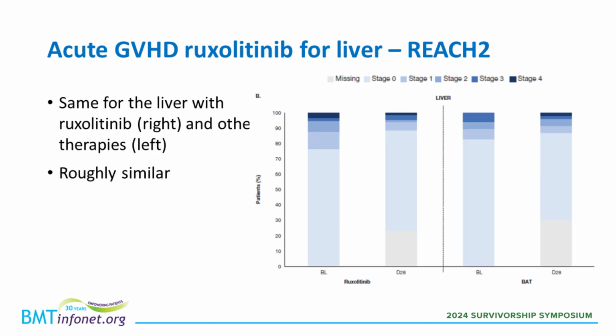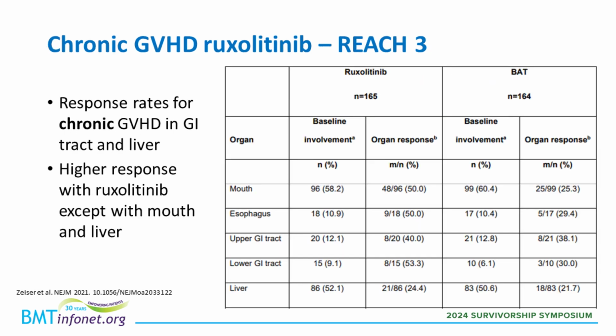Next slide. For the liver, this is roughly the same, but harder to tell because the numbers were fewer, but roughly similar between the ruxolitinib and the best available therapy, maybe slightly better with ruxolitinib. Again, no firm conclusions can be drawn from this because the study was not powered specifically to look at this, but just important information to know when we're trying to sort of say how do we personalize the decision on how to treat a patient with GI tract or liver disease from GVHD. Next slide.